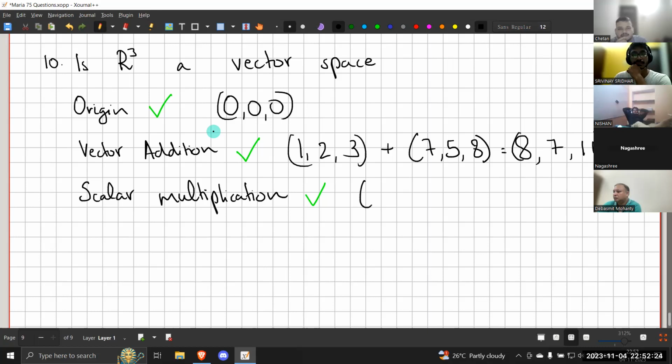Okay. So my point was that you cannot give me any example of two vectors from R3 such that their addition does not lie in R3. I give you an open challenge for that. It's open to everyone. If I lose, Nishan will pay you 5,000 rupees. Sure.